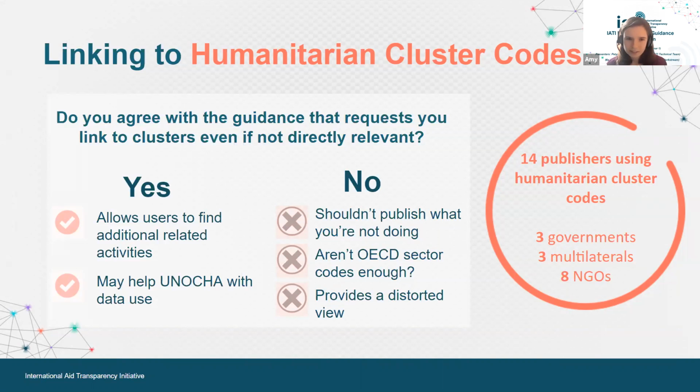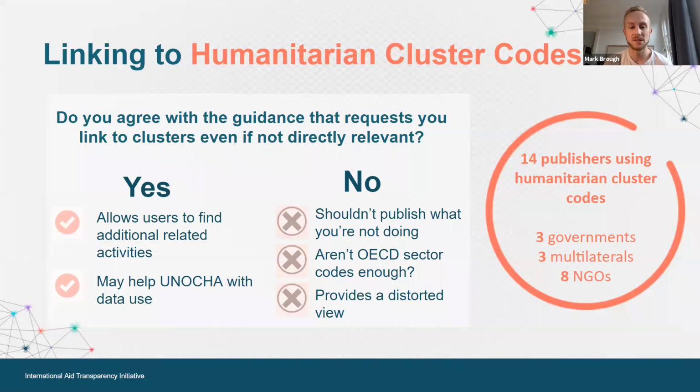And Mark, over to you. Yeah, so in this case, thanks, Amy. In this case, there's only 14 publishers who are currently using humanitarian cluster codes. Compared with the other issues that we're about to discuss, it's reasonably fairly distributed between governments, multilaterals, and NGOs. But then you can see they're obviously not being particularly well used at the moment. There's only 14 publishers.